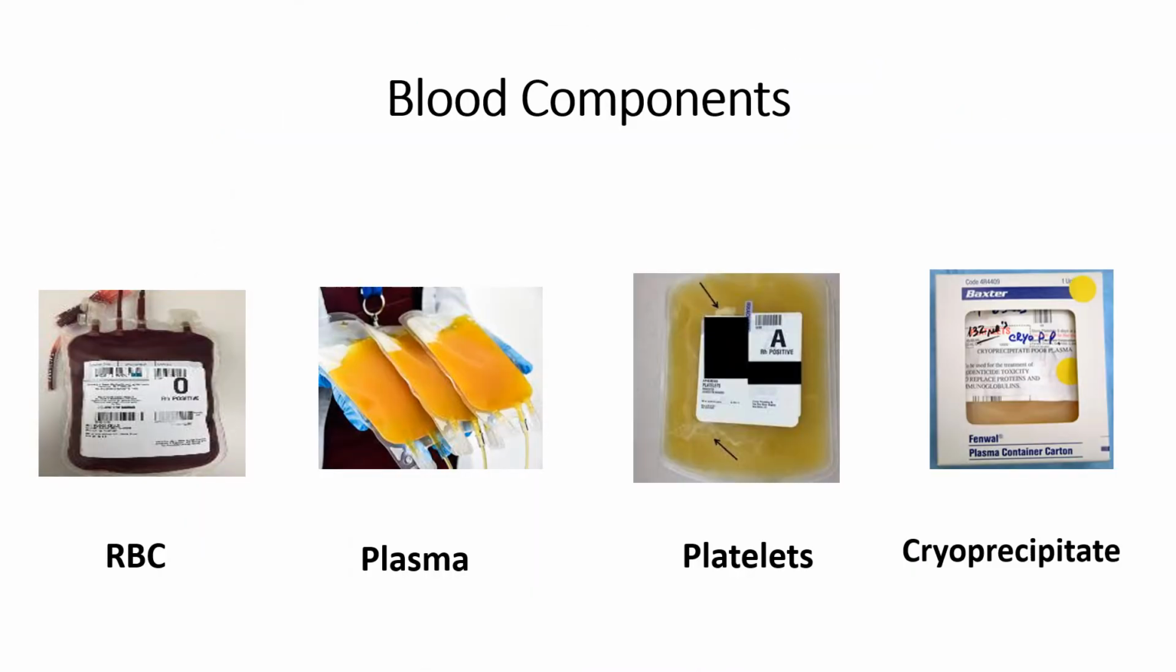So there are four main components of blood, which include red blood cells, plasma, platelets, and cryoprecipitate. Red blood cells, also known as erythrocytes, deliver oxygen to the tissues in your body. Plasma is a clear, straw-colored liquid portion of blood that remains after red blood cells, white cells, platelets, and other cellular components are removed.